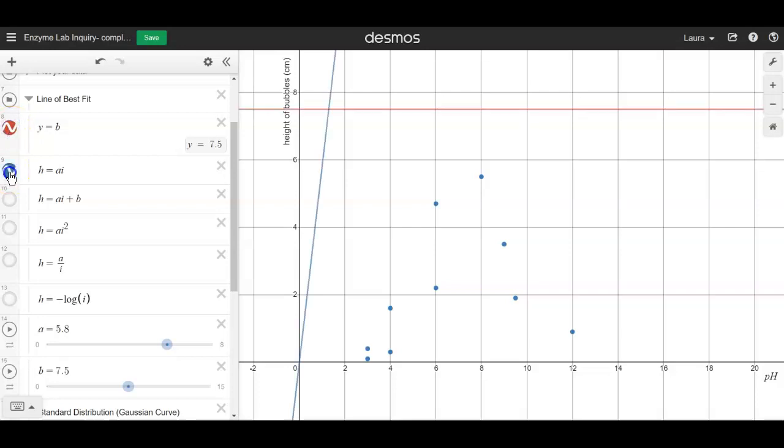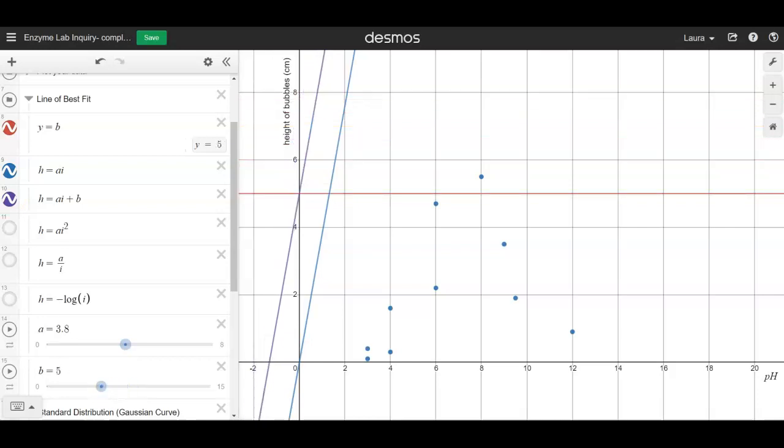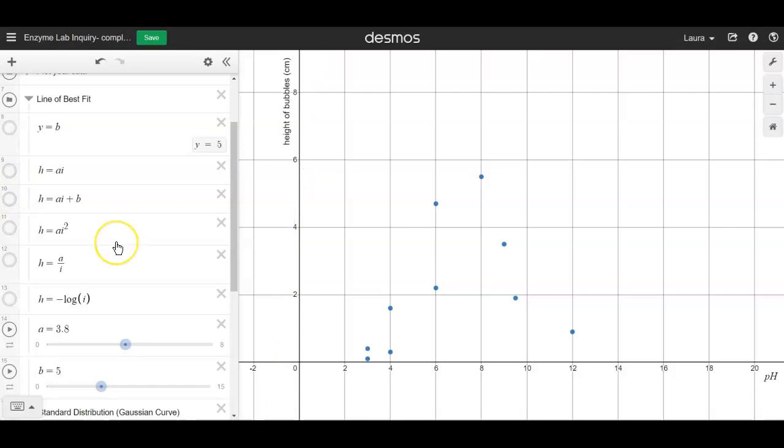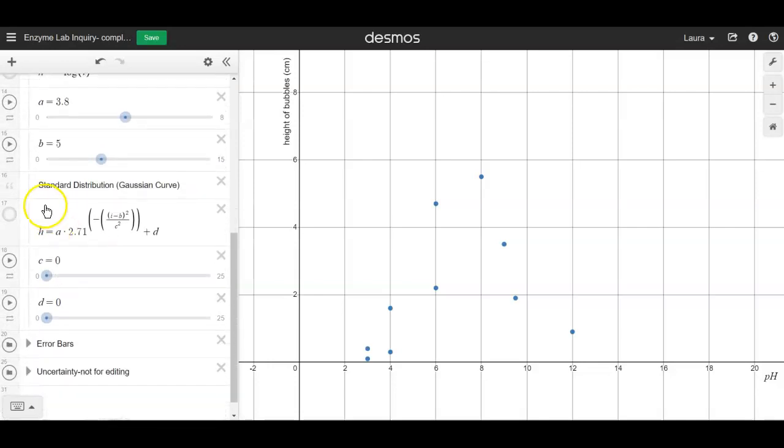So you can turn these on so you can see all these different lines. You can move these sliders to see how that changes the lines. So take a minute just to turn on the lines and mess with them and try and decide which line of best fit matches our data best. And I found that this curve, the Gaussian curve, fits our data best.